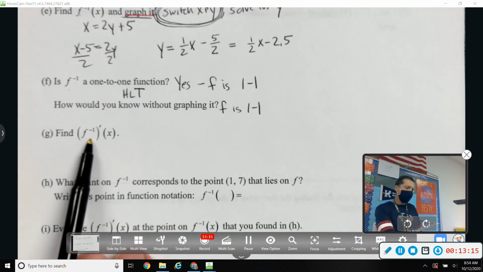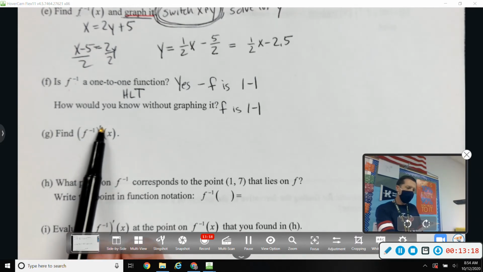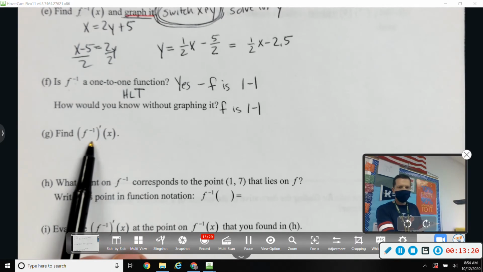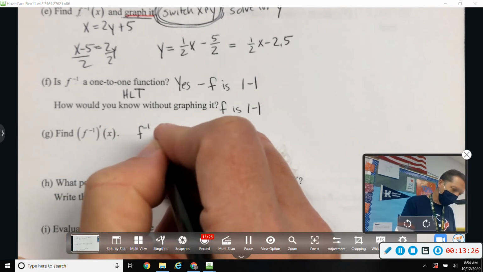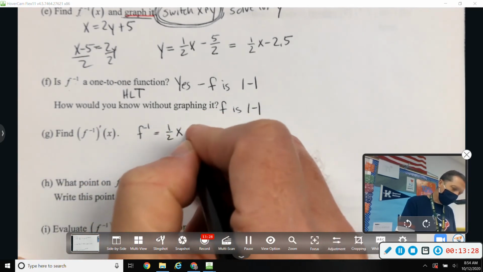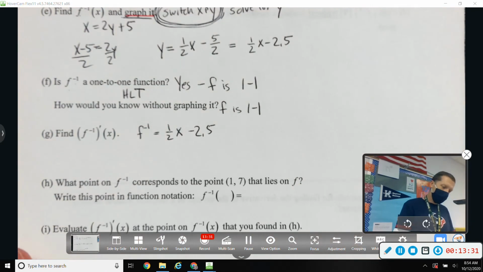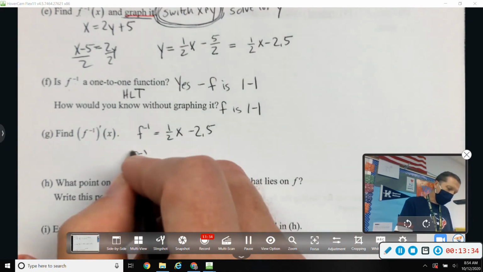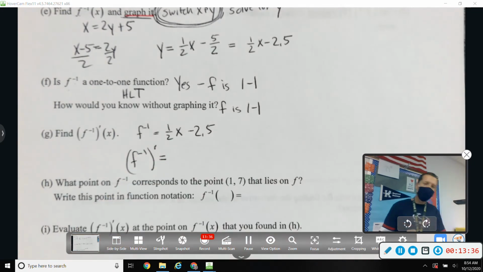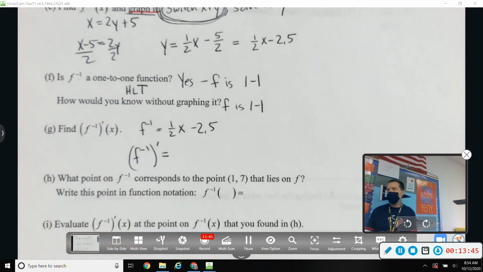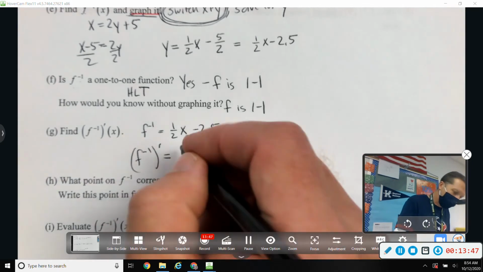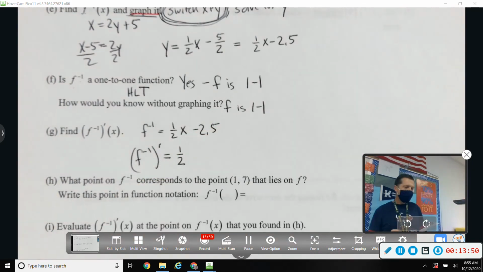Part G, find the derivative of the inverse of f. Okay, well this looks bad, maybe, all the symbols there. But the inverse is 1/2 x minus 2.5. So if I want the derivative of that, I'm looking at the other side, I'm not looking at the weird symbols anymore. What's the derivative of 1/2 x minus 2.5? 1/2. Okay, kind of store that away for a minute.